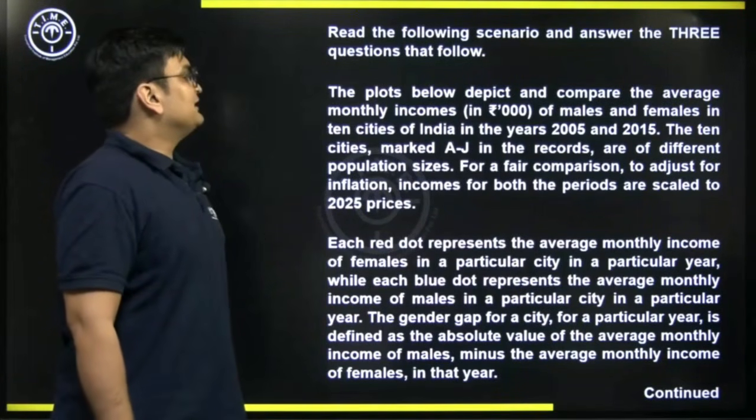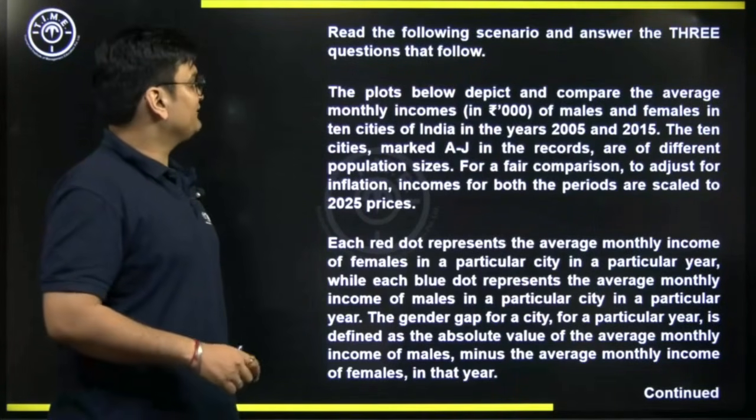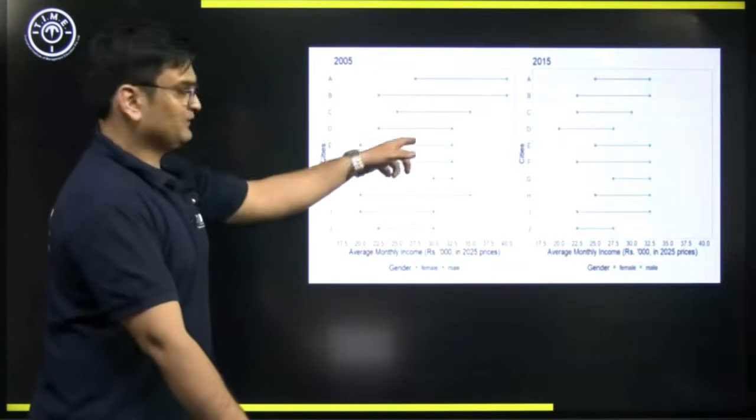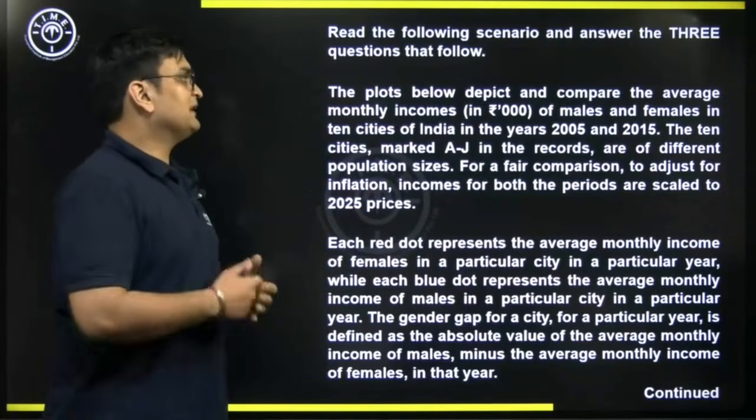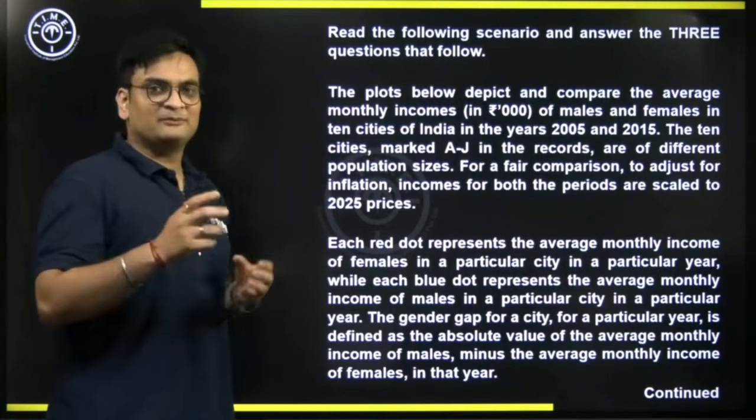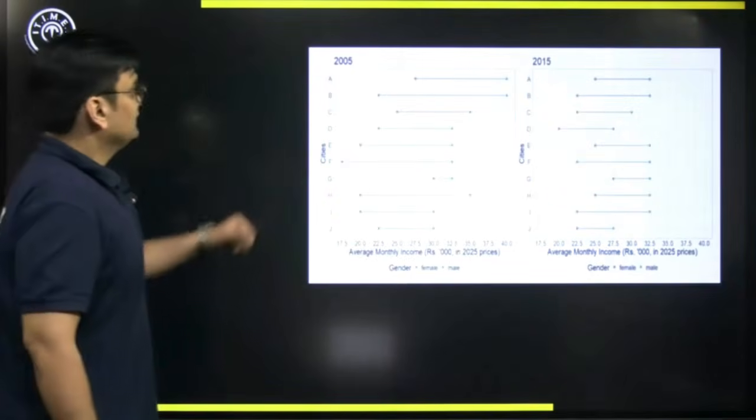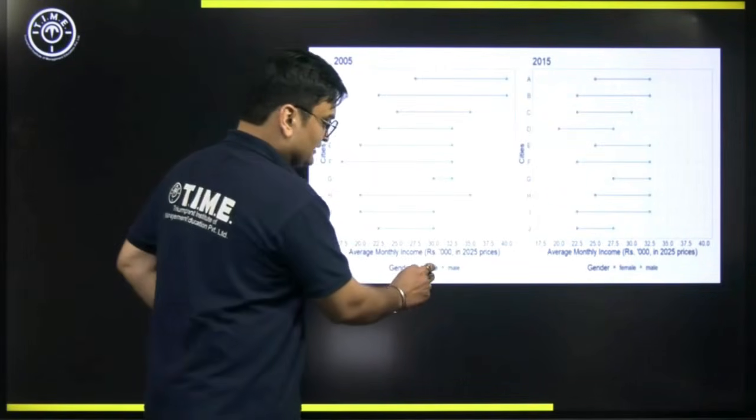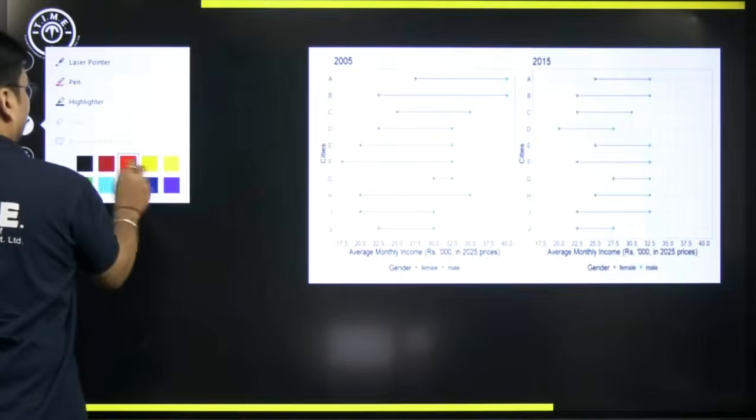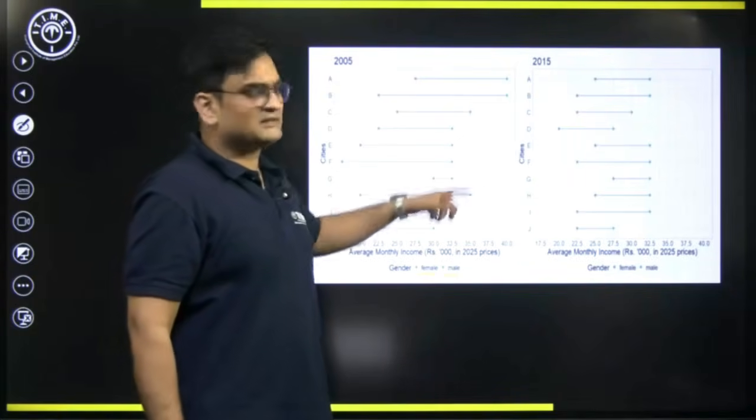The plots below depict and compare the average monthly incomes, in thousands of rupees, of males and females in 10 cities in the years 2005 and 2015. So, there are two plots given to us that we see here. As you see here, in 2005, the red dot represents the females and the greenish dot represents the males.